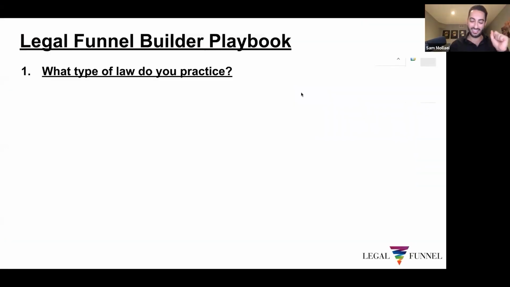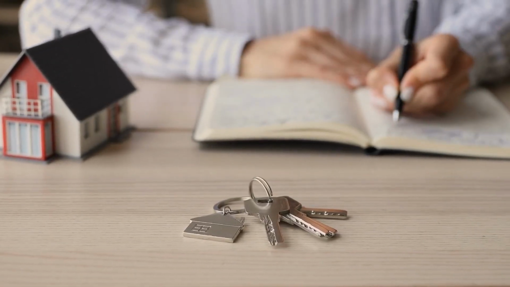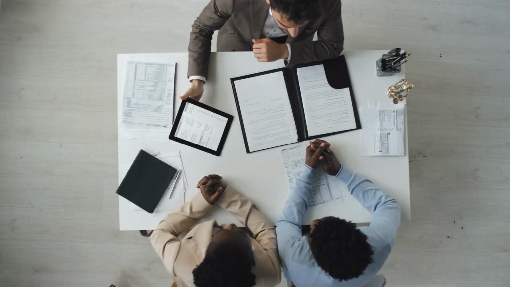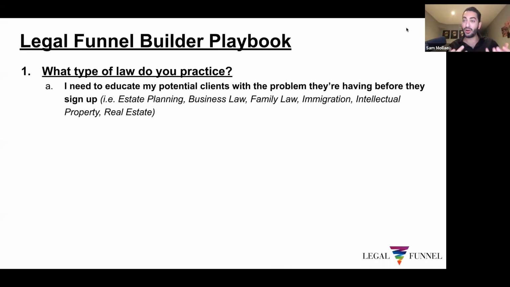Now, question number 1 is I'm going to ask you, what type of law do you practice? Okay. Every type of lawyer falls into the 3 types. There's no other types. The first type is when you need to educate your potential clients about the problem they're having before they sign up. If you're an estate planning lawyer, if you're a business lawyer, if you're a family lawyer, immigration, intellectual property, real estate, or anything where your potential clients need to be educated before they sign up for your legal service, go ahead and check that off, okay?